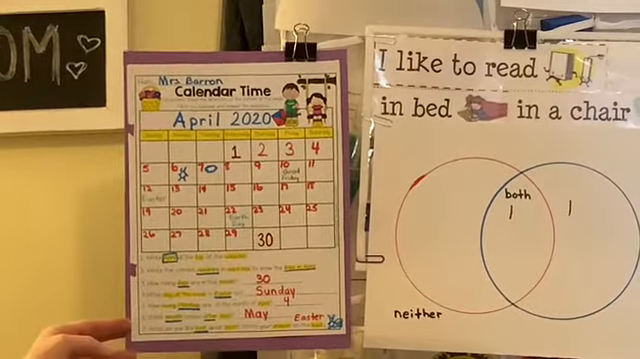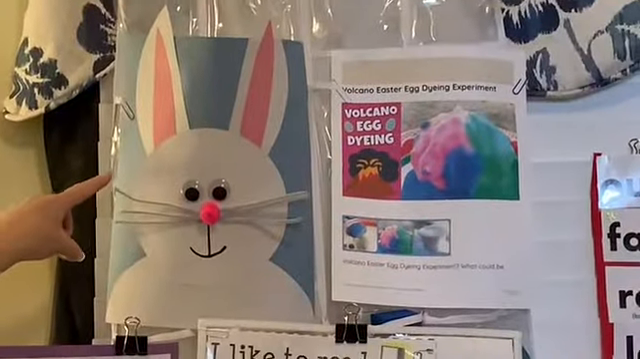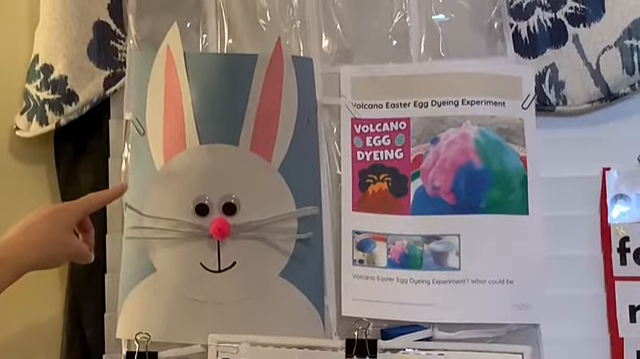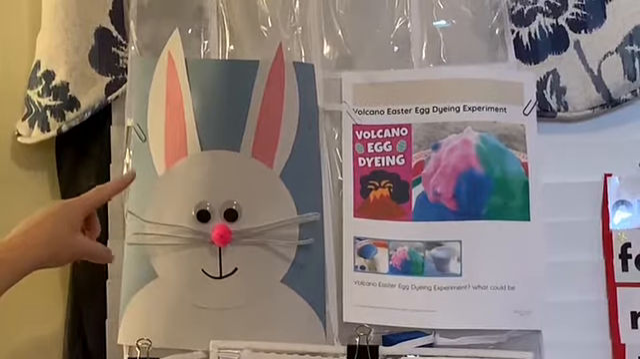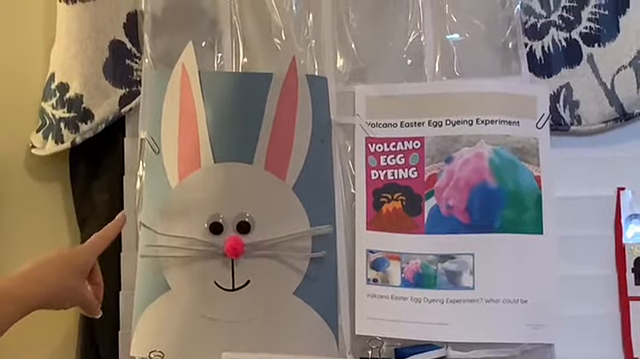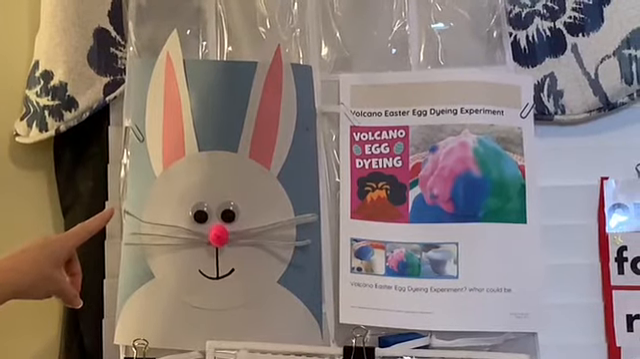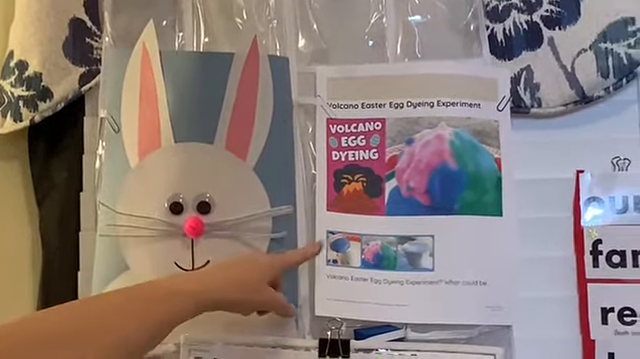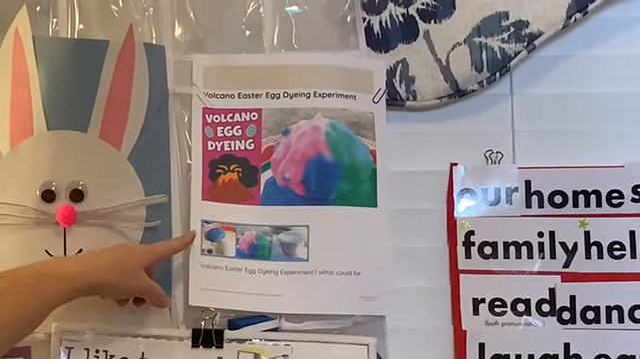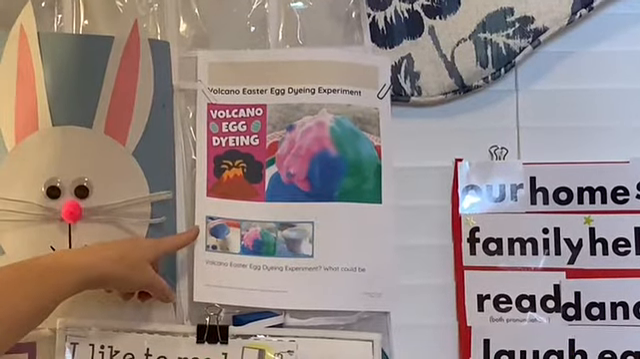I hope you all were able to do our bunny craft. This is our finished craft. If you didn't have all of the materials, just do the best you can, and you can draw the eyes and the nose and the mouth and the whiskers. It doesn't have to be all of these materials, just use what you have at home. Also, I hope you were able to give the volcano egg dyeing experiment a try. If not, try it this week. It's a lot of fun.